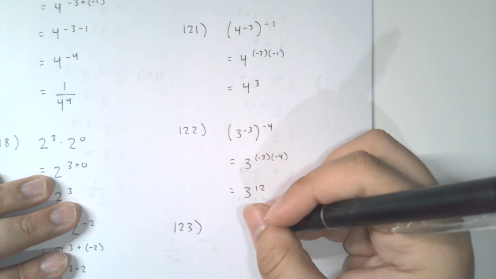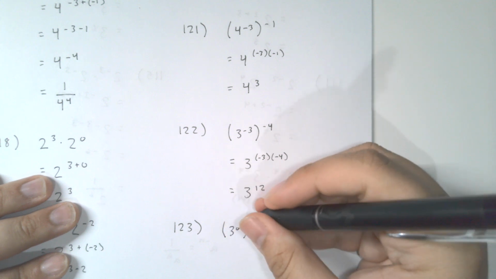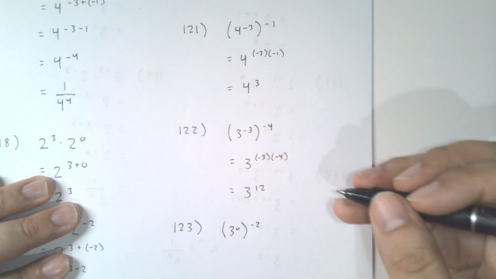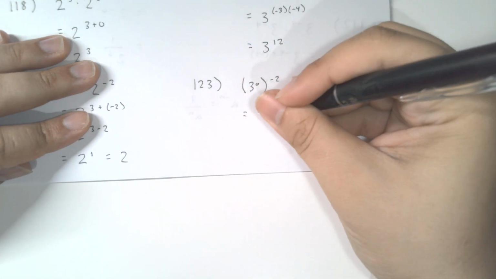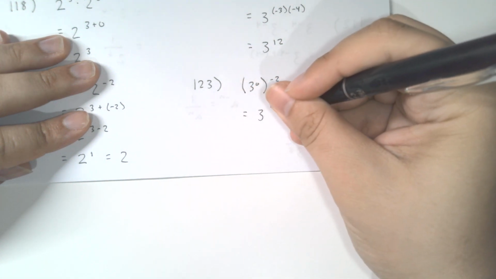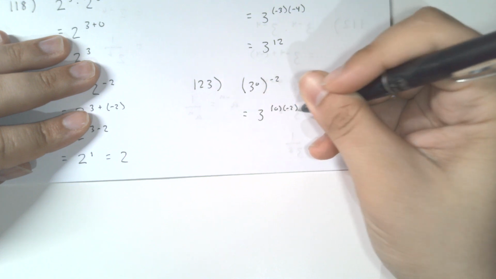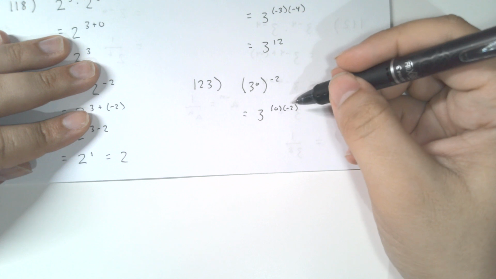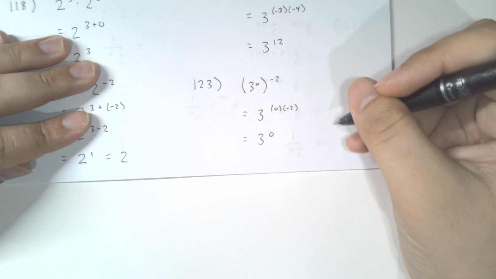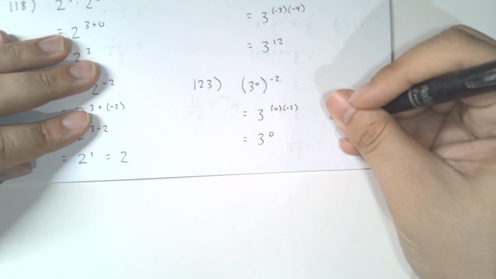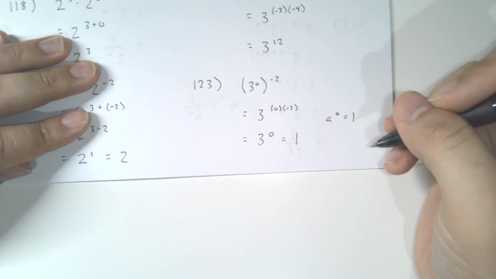For number 123, we have 3 to the 0th power to the negative 2nd. So that means we have 3 to the 0 times negative 2 power. Anything times 0 is 0. And so we have 3 to the 0th power. And if we want to simplify that, we know that anything to the 0th power is equal to 1. So we can just say that's 1.